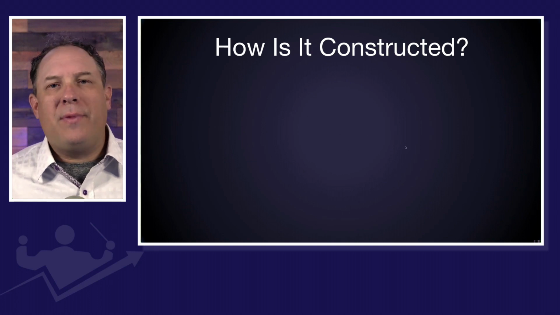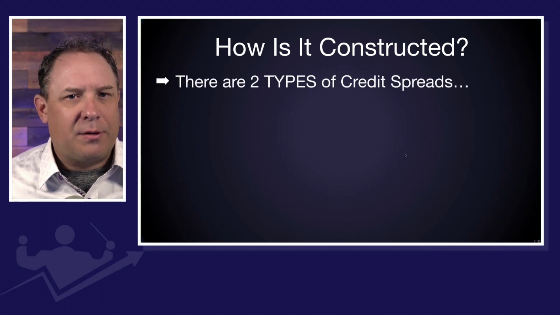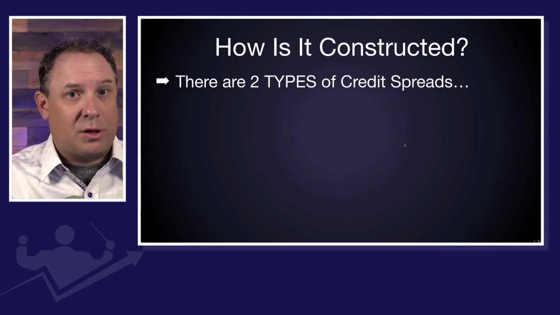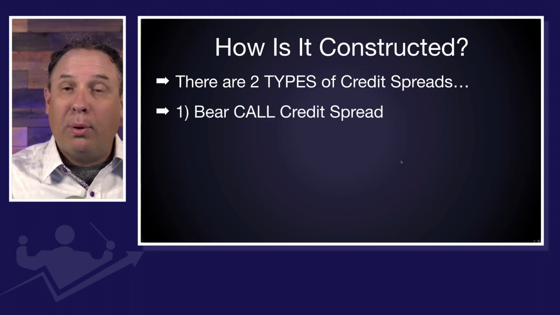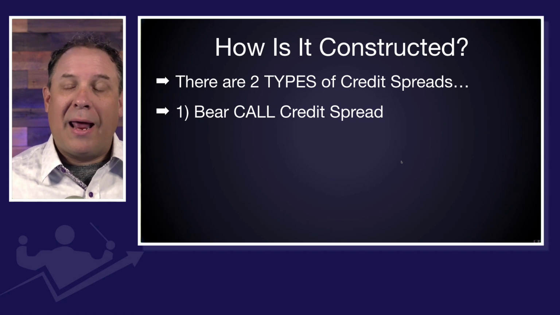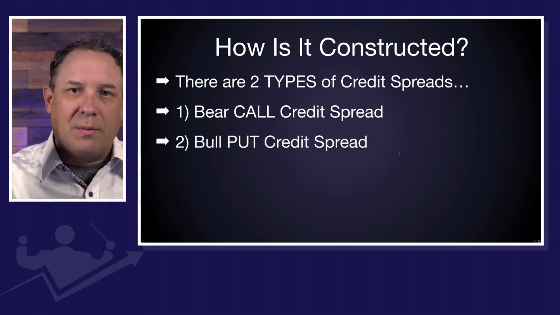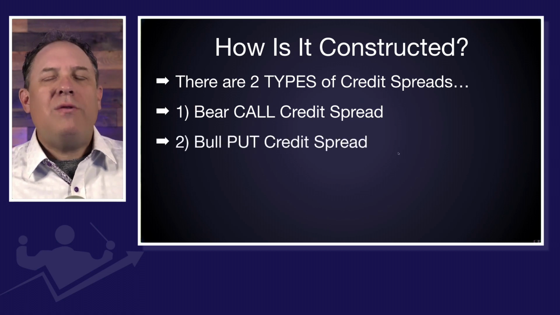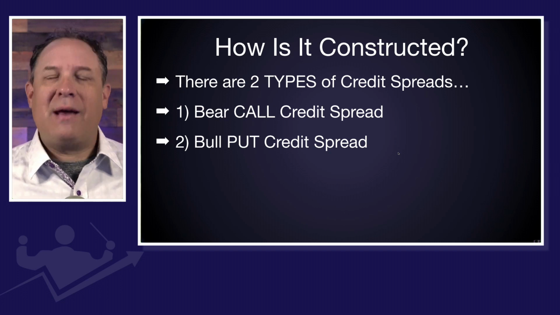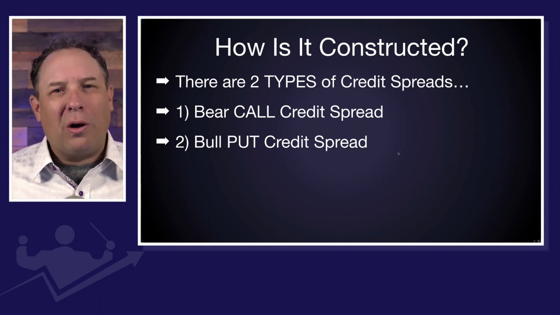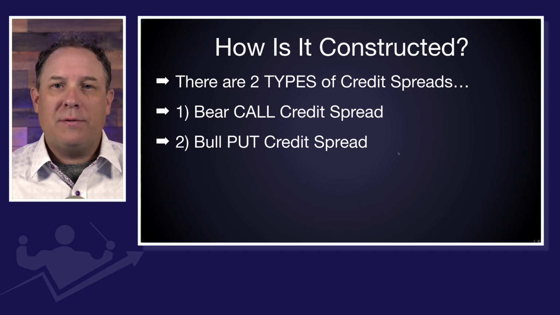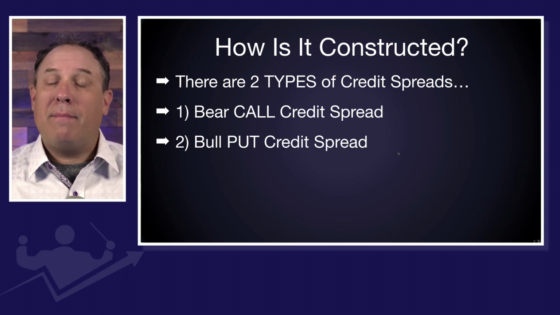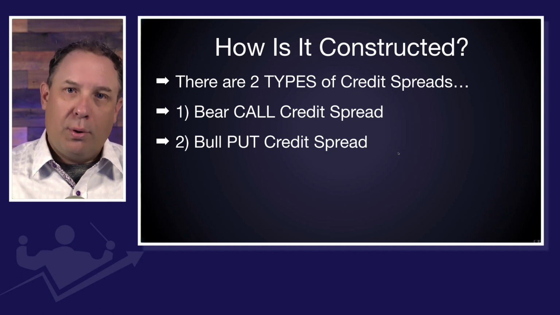A credit spread, there's 2 types, first of all. There's 2 types of options, calls and puts, and in the same way, there's 2 types of spreads, a bull put spread and a bear call spread. I actually said those backwards, but I wrote them backwards to what I said. I said them right. The slide was wrong. The bear call spread is going to be a bearish strategy using call options. The bull put spread is going to be a bullish strategy using put options.